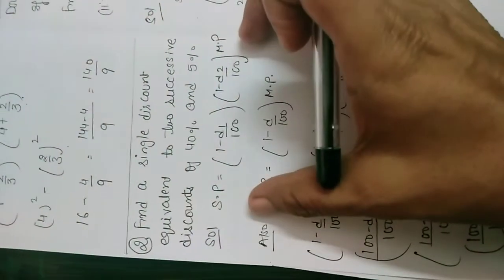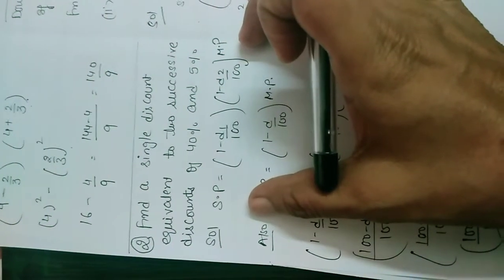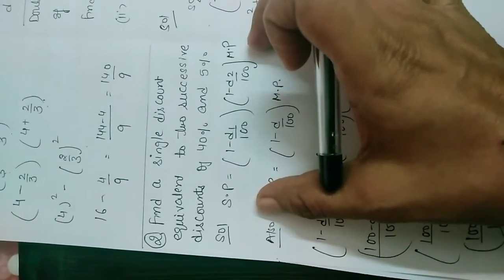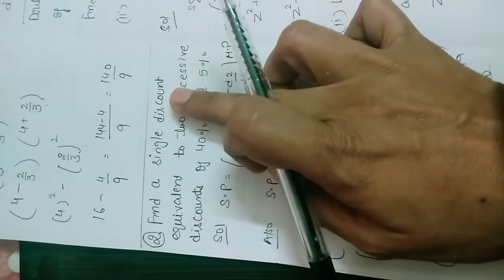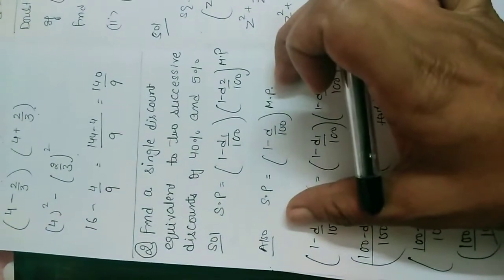This is also a doubt given by Shruti, for a single discount, successive discount. So first of all, this is the formula for successive discounts, when we have more than one discount and we have to find the single discount. Also, this is a single discount formula.